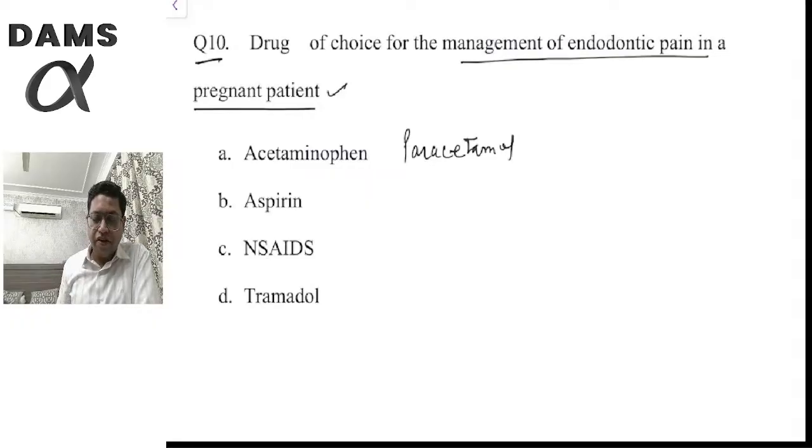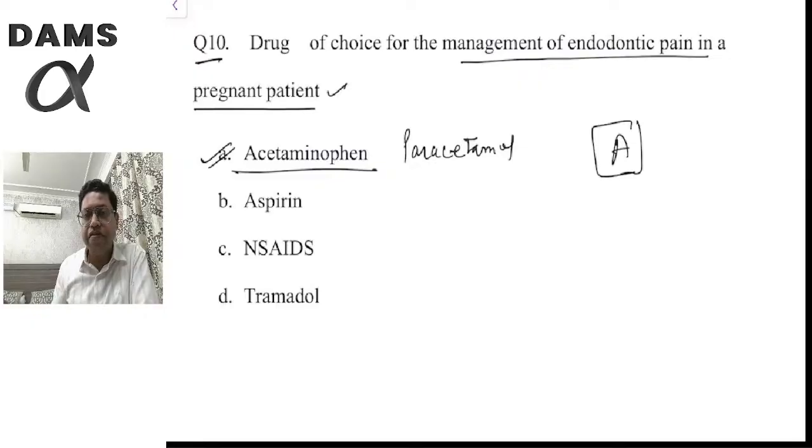Aspirin, non-steroidal anti-inflammatory drugs, and tramadol. You all know that the safest painkiller and anti-inflammatory drug to be used in the pregnant patient is paracetamol. Okay, so option A would be the answer.